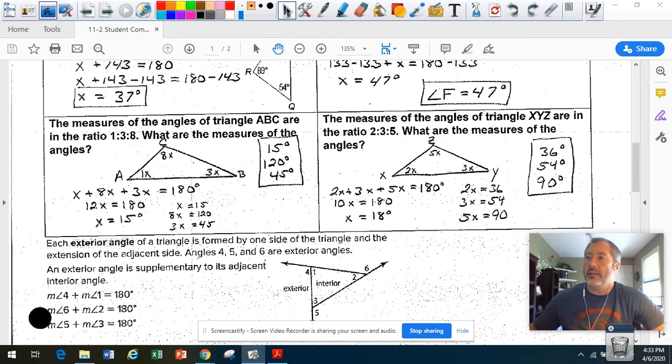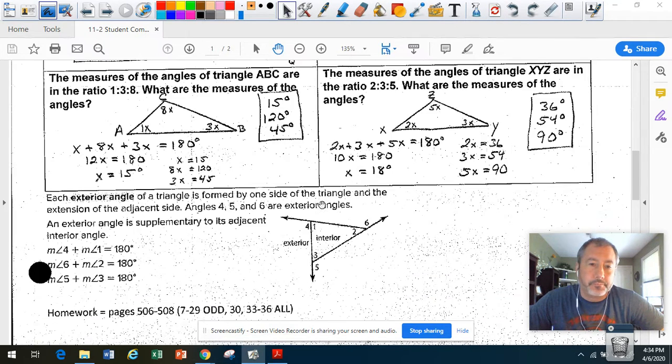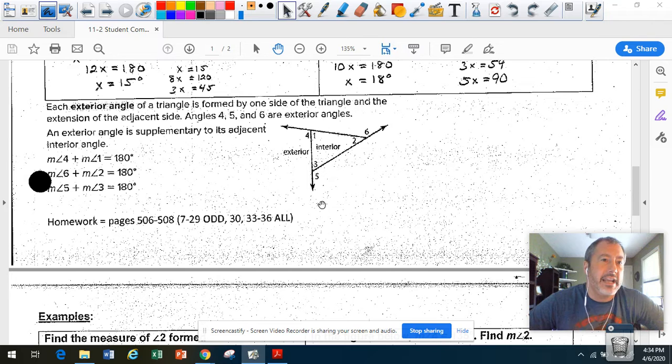Now let's look here at the exterior angles. If we scroll down here, it says each exterior angle of a triangle is formed by one side of a triangle and the extension of the adjacent side. So angles 4, 5, and 6 are exterior angles here. Now, just to show you here, angle 4 plus angle 1 equals 180 degrees. Why? Because they're supplementary.